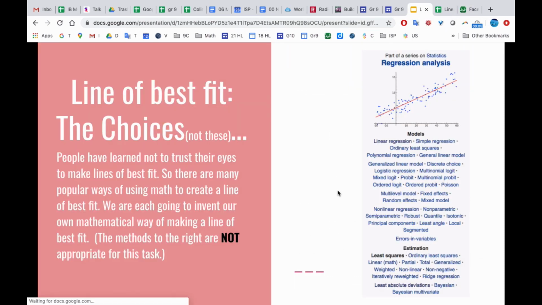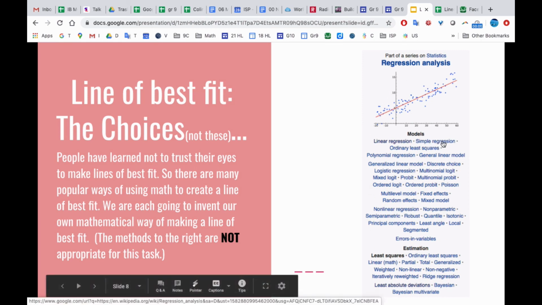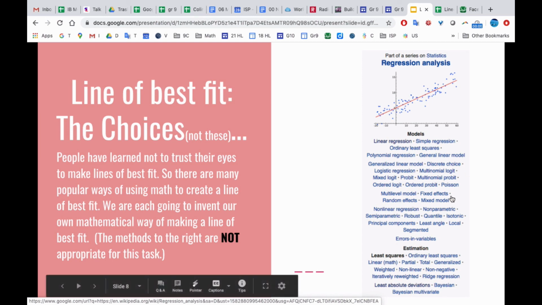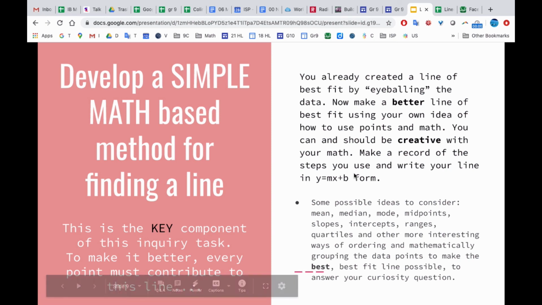All right? And so if you Googled it, you would find all these fancy ways that some computer will do it for you. Okay? I'm not interested in all the fancy ways the computer can do it. I want your own thinking. Okay? So do not do these. I'm not interested in that. Okay? I want you to think about how to create our own line of best fit.